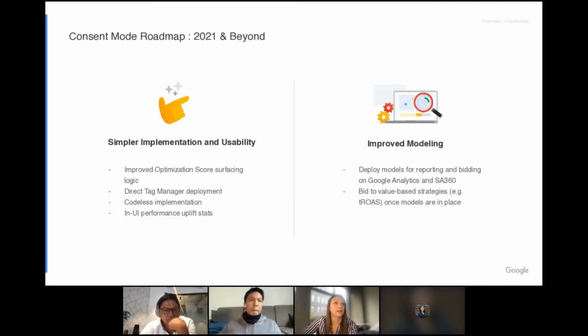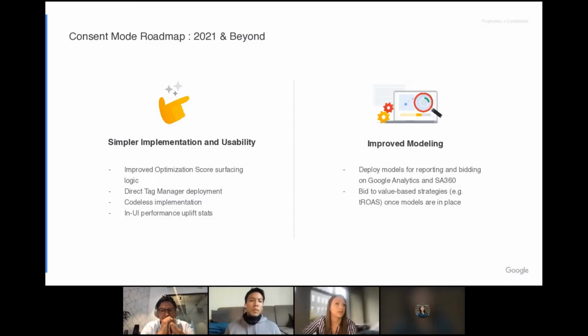Next slide. Before I pass it over to Edgardo for a deep dive on how Didomi works with consent mode, this is just a little look at the rest of 2021 and beyond for our roadmap. So a big focus for us in 2021 and beyond is simpler implementation and usability.